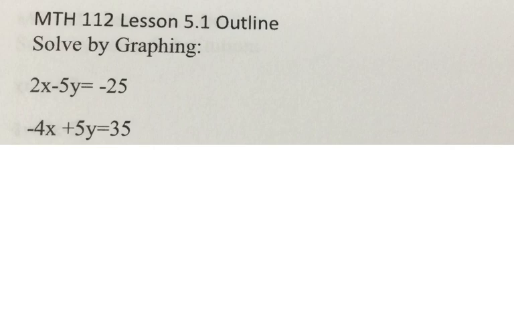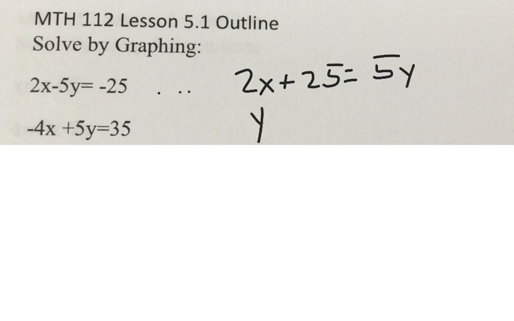Well, yeah. Let me just do the graphing. I think I know where this is going to go. So if I did graph it, this would be 2x plus 25 equals positive 5y. And then if I divide by 5, that's going to give me y equals 2/5 x plus 5 for the top one. Is everybody okay with that?